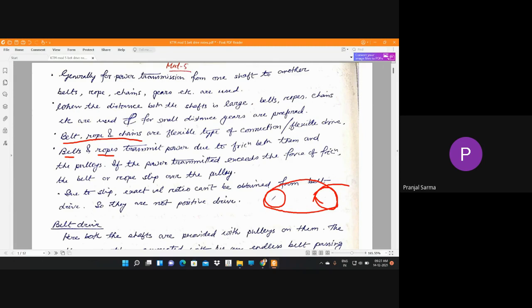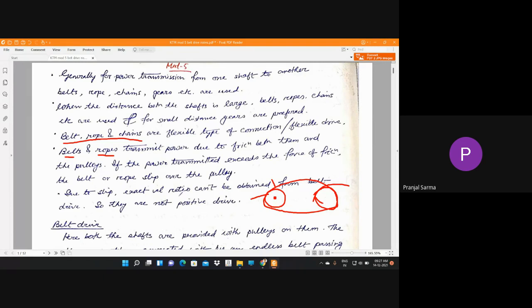In between the belt and the pulley there is friction that gets generated, and due to the friction between them only, this is the belt suppose, and this is the pulley on the shaft position, as you can see, they can transmit power. Due to the friction and interlocking between them, the power is transmitted from the belt to the pulley, or vice versa, from the pulley to the belt also.